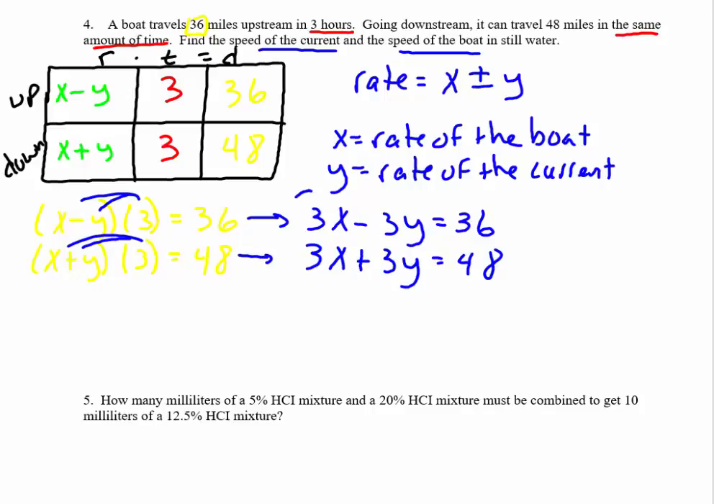There are two equations that we can put into our system. If you want to divide both equations by 3, you can make your number smaller. If you don't want to, you do not have to. So I would solve this system by addition method. So I'll give you the answers. The current is going 2 miles per hour, and the boat was going 14 miles per hour.